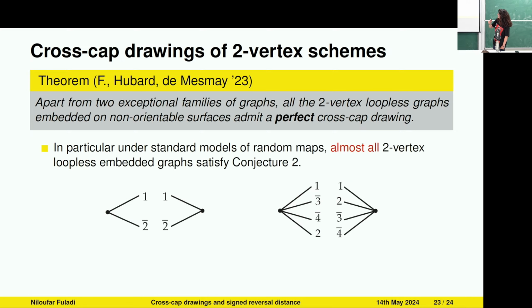And now, the only cases that I cannot use this algorithm for are graphs that reduce to one of these two forms. These two cannot be, I cannot use the algorithm. This is my counterexample. If you remember, there were two parts, one positive, one negative. And this one, we didn't prove that it's actually a counterexample or not, but it cannot be drawn with this algorithm at least. So this shows that, in particular, under standard models of random maps, almost all two-vertex loopless embedded graphs satisfy the conjecture, right? So it's just not true for these ones.